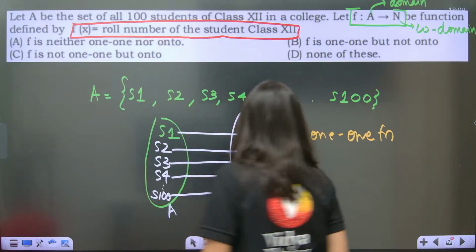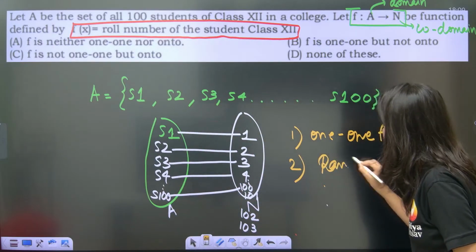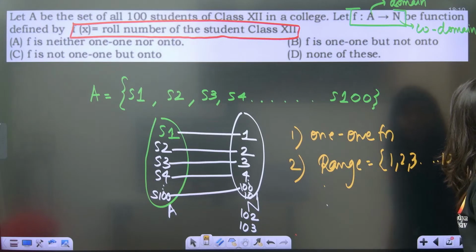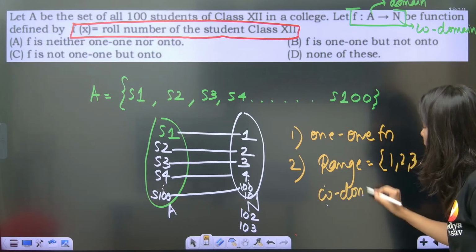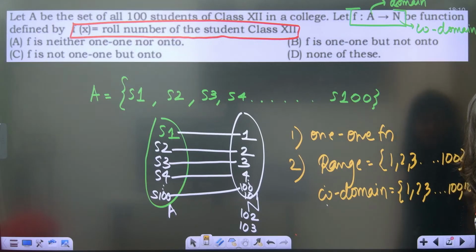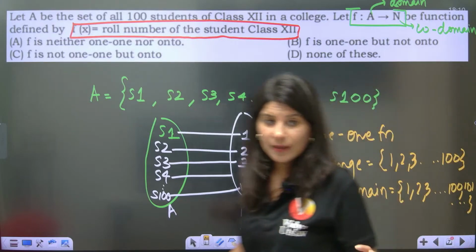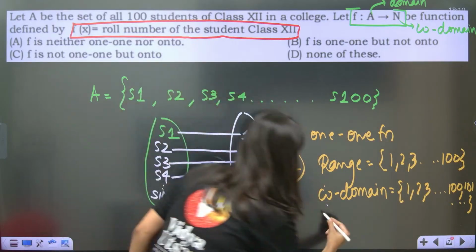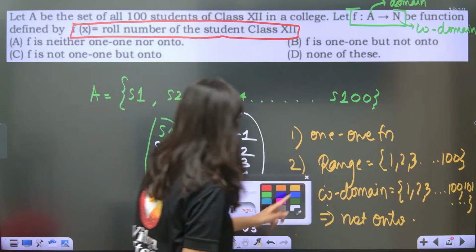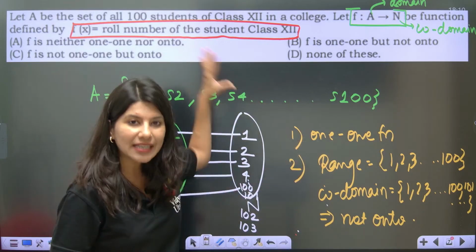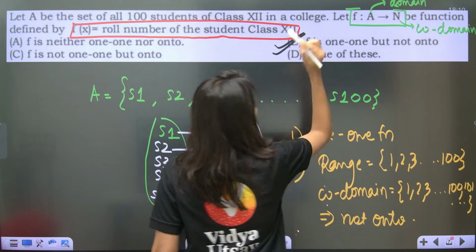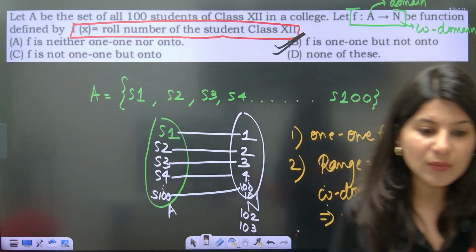Now if I talk about onto, clearly the range of this function will be what? Ma'am, 1, 2, 3 and all the way up to 100. And the codomain is all the natural numbers: 1, 2, 3, all the way to 100, 101 and so on. Clearly, the range and codomain are not equal, so this function is clearly not onto, right? It is quite obvious, although it can be done in a few minutes, the explanation takes a little longer in such questions. So which answer is correct? Tell me. F is 1-1, but not onto.